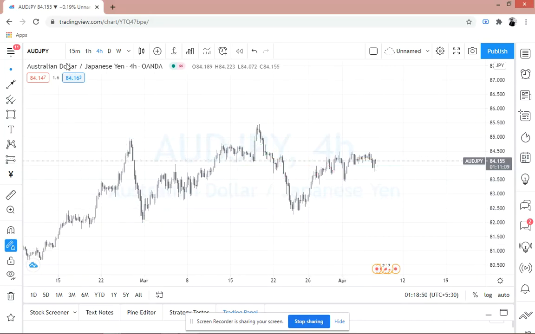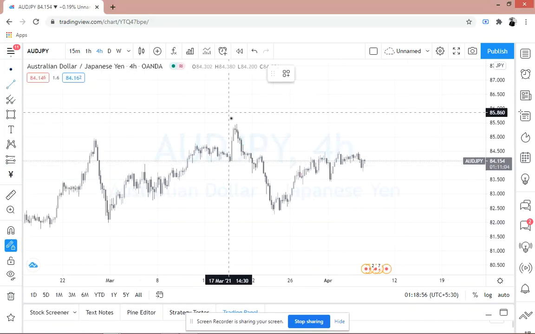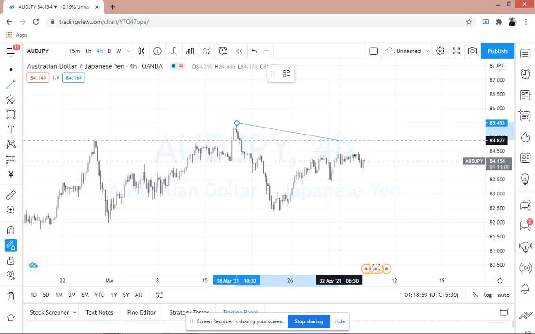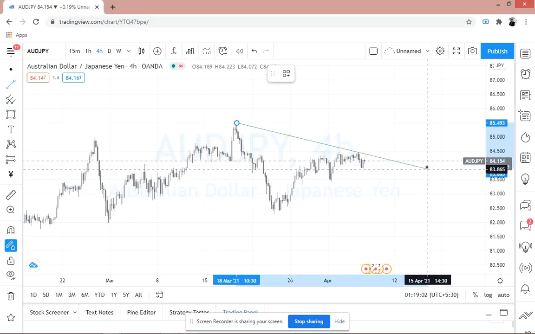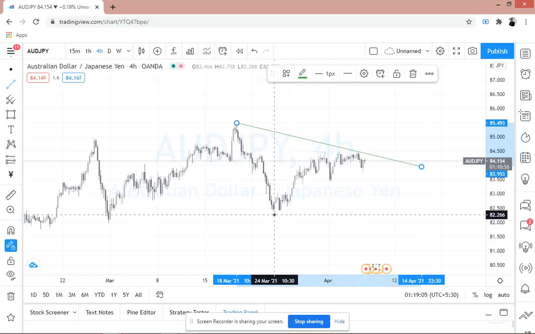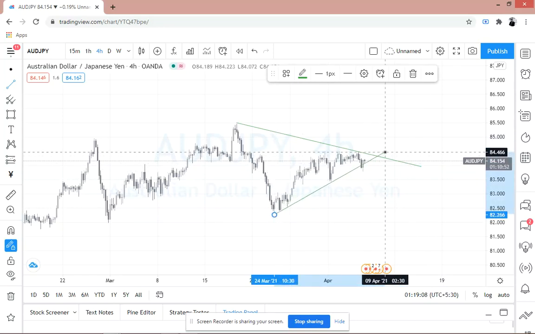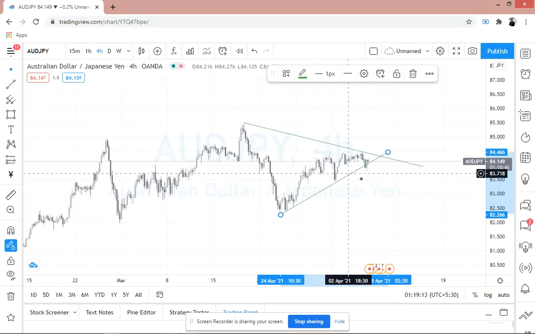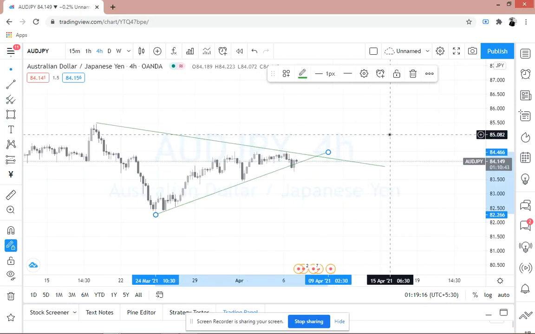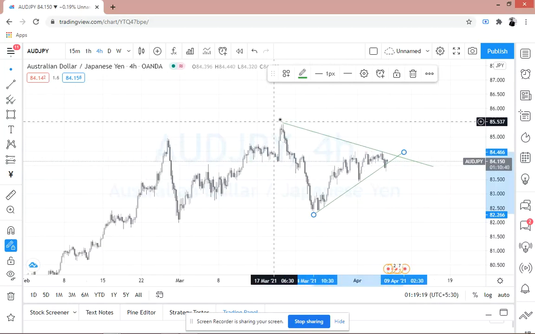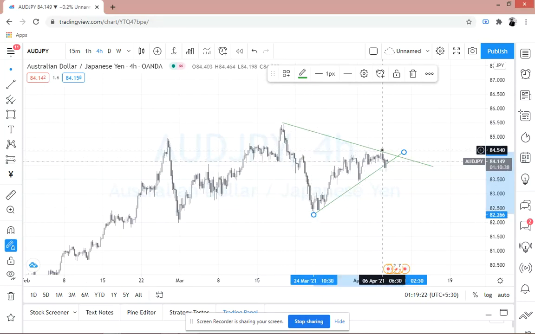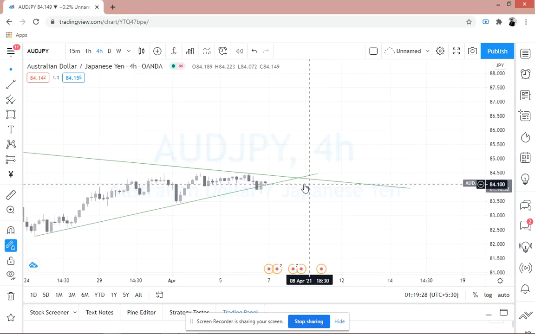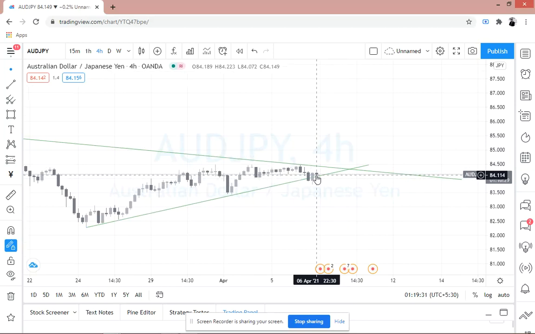So I'm going to draw a new one. Resistance, support, resistance, and support. This is a high, low, new high, then the market is making a bearish candle here.